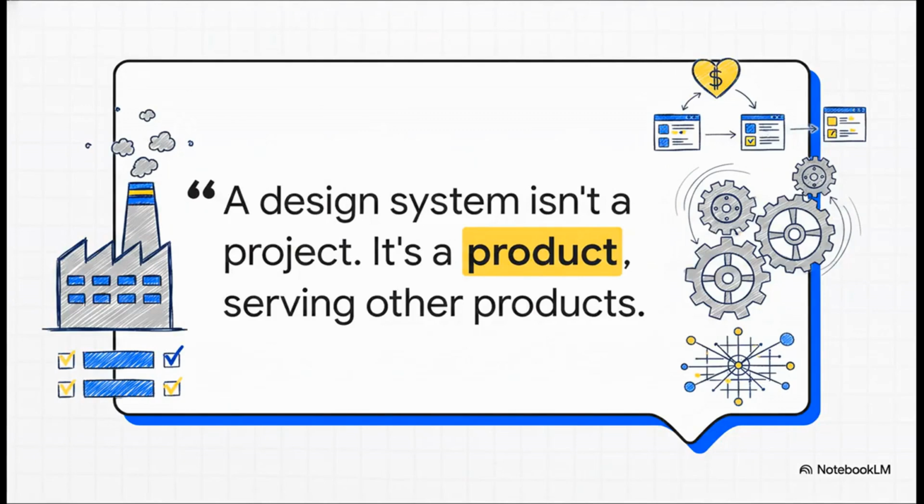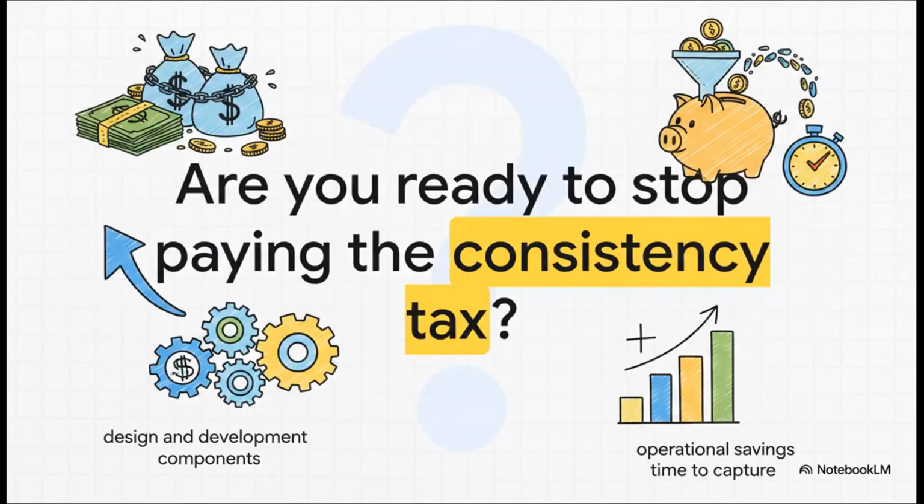A design system isn't a project, it's a product serving other products. Funding a design system means you are funding a core product team. It is not some one-off initiative you just check off a list and forget about. It is vital infrastructure for your business. So, the final question for you and your leadership team to consider is this: are you ready to stop paying the consistency tax? The data is crystal clear.